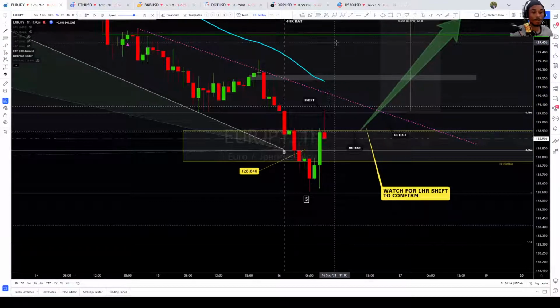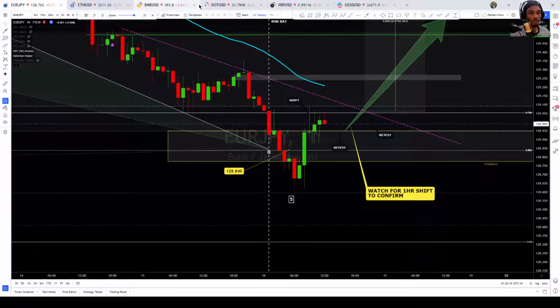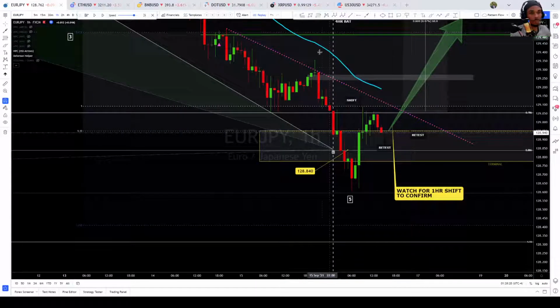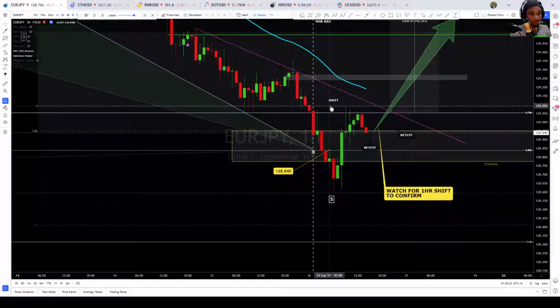So for visual purposes, I'm going to continue to show where you would get in and how you would get in. As you can see, this is when the pattern completed. This is identification 1. There's 2 more: you have your execution and your management stage. Your execution stage is typically going to be when you're entering into the market.